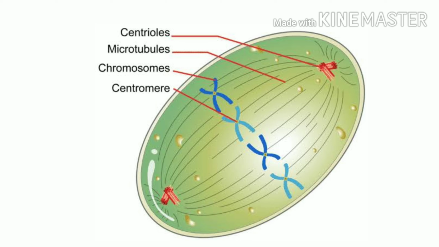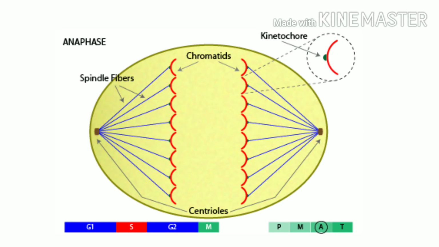Now let's discuss anaphase. During anaphase, chromosomes divide into chromatids, sister chromatids, and these chromatids move to the opposite poles. The centromeres of these chromatids are attached with the spindle fiber on the centriole.